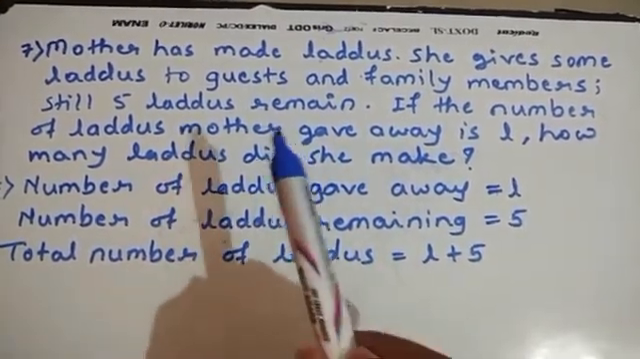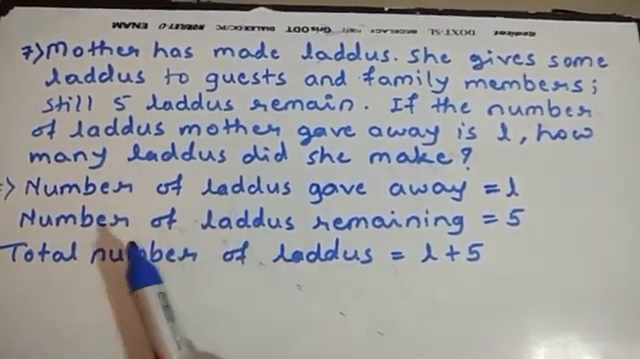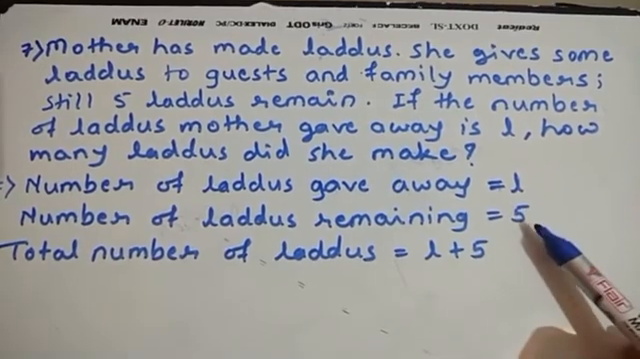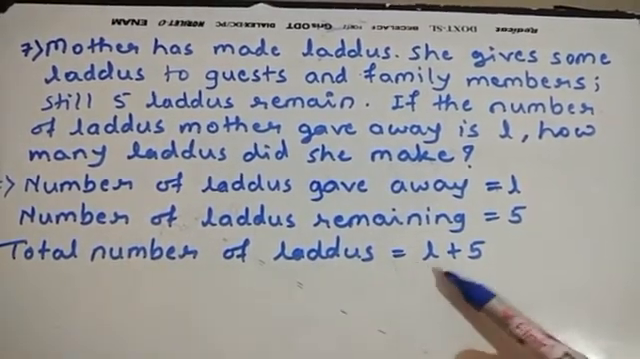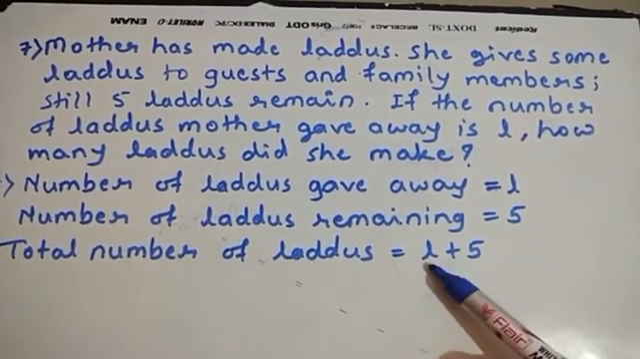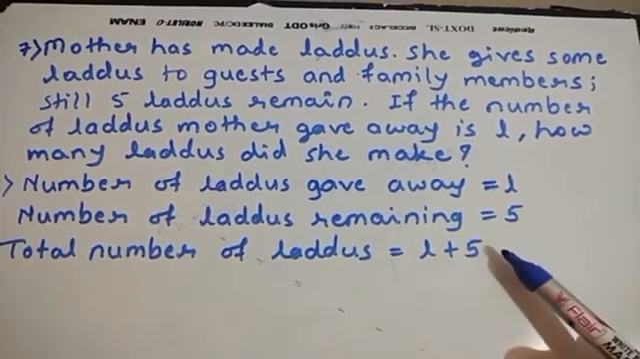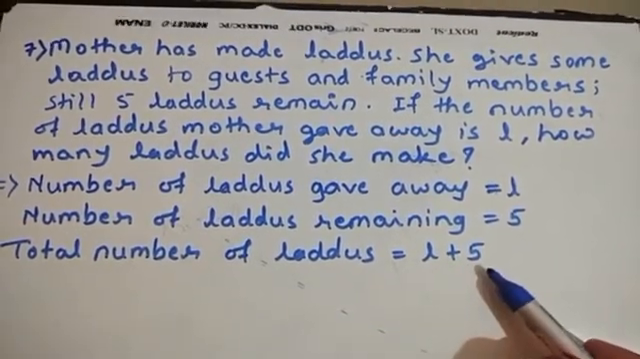And after giving laddus, how many laddus are still remaining? Still 5 laddus remain. Therefore the number of laddus remaining is 5. Total laddus: L given and 5 remaining. Therefore the total number of laddus is equal to L plus 5, laddus given away plus remaining laddus. L plus 5 will be the answer. Therefore the total number of laddus is L plus 5.